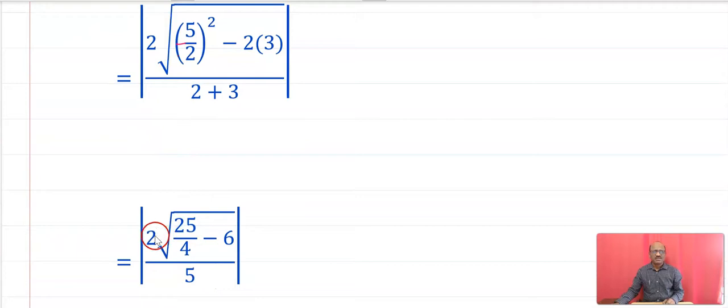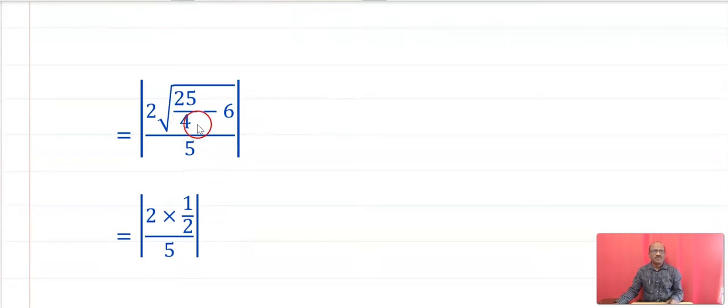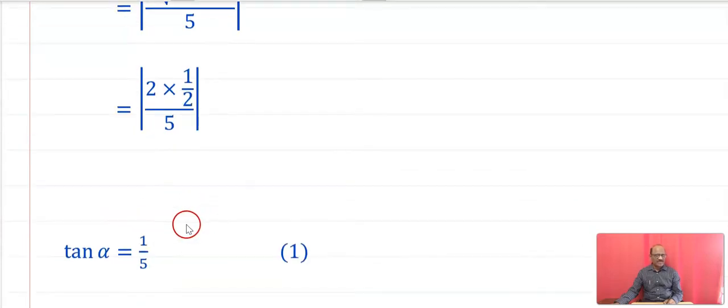And if we simplify, that is 2 root of 25 by 4 minus 6. If we simplify it, 4 into 6 is 24, and 25 minus 24 is 1. That is the root of 1 by 4, which is 1 upon 2. That is 2 into 1 upon 2. This gets cancelled, and here you will get tan alpha is 1 by 5.